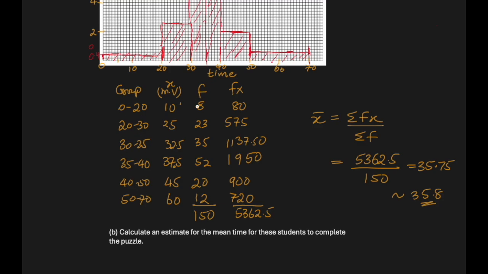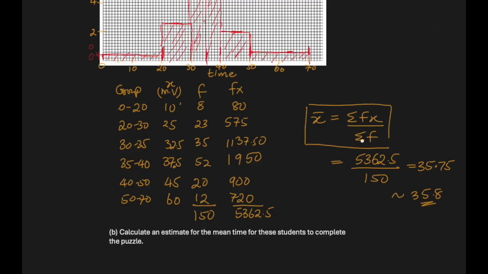And then I multiplied that mid value, which is x, with the frequency. So 10 times 8 is 80. 25 times 23 is 575, and so on. And then I did it for all of them. Then this is the formula for the mean.